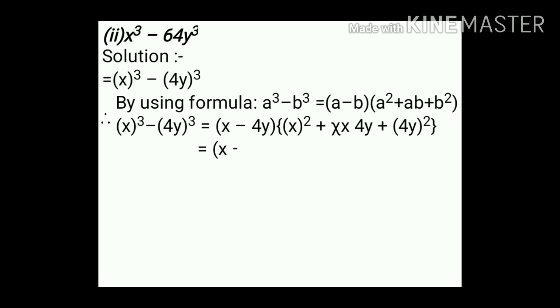Equal to x minus 4y will be as it is. We can't subtract x and 4y because these two are unlike terms. Now x square will be x square plus x into 4y, we get 4xy, plus 4 square is 16 and y square is y square.